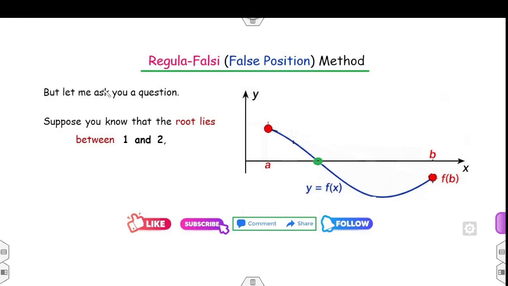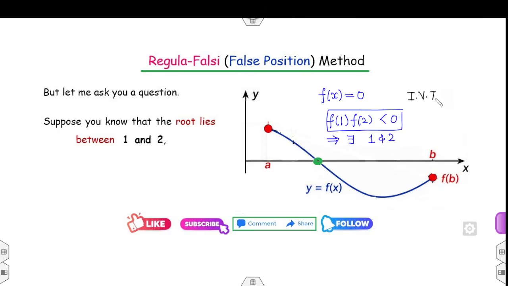Suppose we know the root of an equation f(x) = 0 lies between 1 and 2. What does it mean? That means if you find the product of f(1) and f(2), it must be less than 0. It implies there exists at least one root between 1 and 2 by the intermediate value theorem.